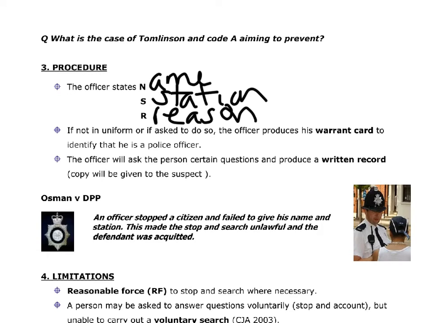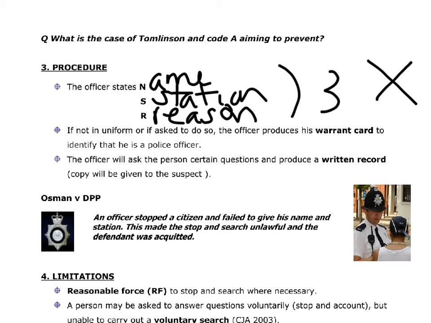Okay, so name, station, reason do all need to be given. So you need all 3 there in order to make sure that the stop is correct. If any element of those are missing, it means that the stop will be classed as unlawful. Therefore, you could just walk away.